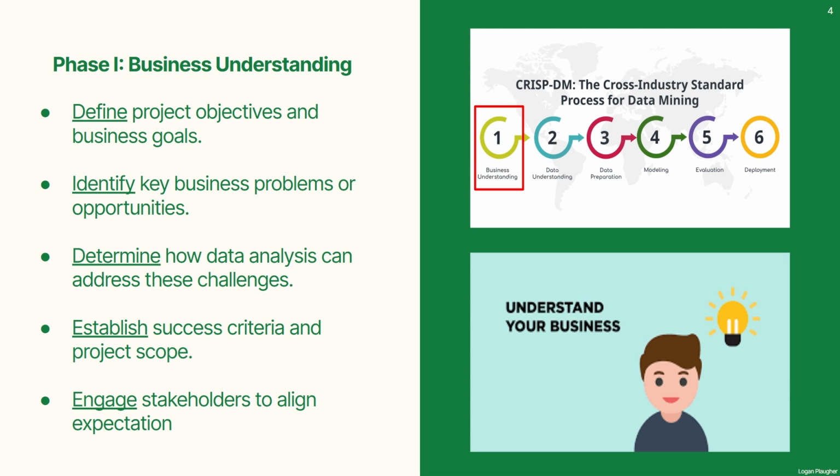Business understanding. The first step in CRISP-DM is business understanding. Before diving into data, we need to define the project objectives and align them with business needs. This involves identifying key problems, determining how data analysis can provide solutions, and setting clear success criteria. Engaging stakeholders in this phase ensures the project remains relevant and valuable.